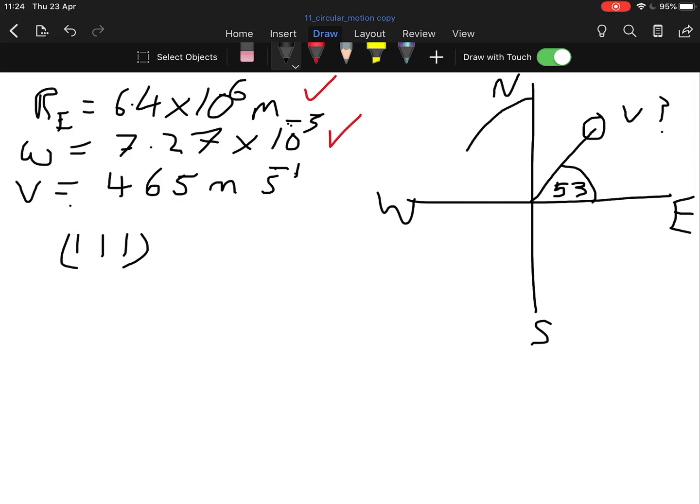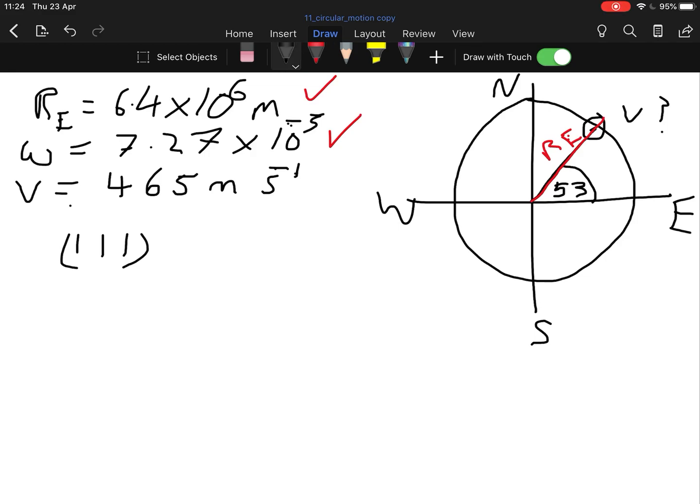Now, excuse my horrendous drawing, but this should be a proper full circle, but I don't have a compass for the computer. So imagine this is actually a proper circle. Okay, so we have a full circle. We've moved up 53 degrees. Well, what is this line here? This is the radius of the Earth.